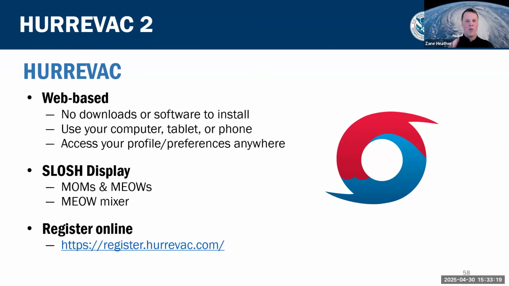HRVAC is a web-based tool, so no downloads or software needed. It can be accessed on your computer or tablet and is free to government emergency managers at all levels. So if you're at the federal, state, local, tribal, or territorial level, you can go and register for a HRVAC account. If you have a .gov in your name, it'll be easy. If not, it's just going to ask you what your connection is.